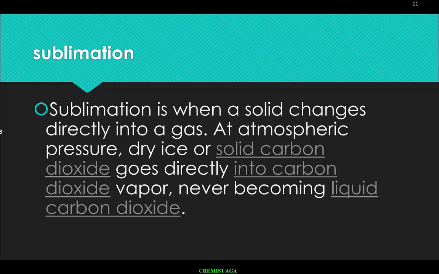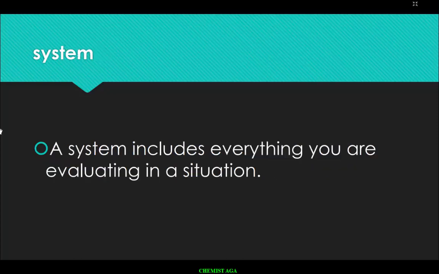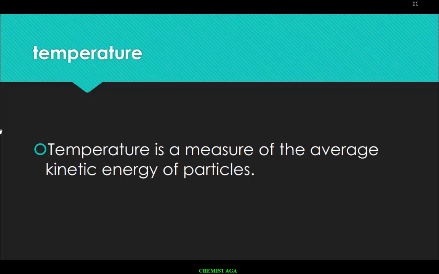At atmospheric pressure, dry ice or solid carbon dioxide goes directly into carbon dioxide vapor, never becoming liquid carbon dioxide. Synthesis. Synthesis is making a larger molecule from two or more atoms or smaller molecules. System. A system includes everything you are evaluating in a situation. Temperature. Temperature is a measure of the average kinetic energy of particles.